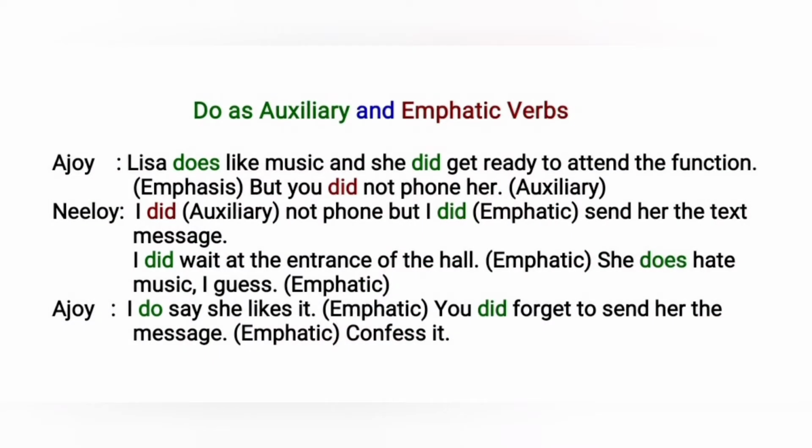Here is a conversation between two brothers, Ajay and Niloy, about their cousin Lisa. Ajay: Lisa does like music and she did get ready to attend the function. But you did not phone her. Niloy: I did not phone, but I did send her the text message. I did wait at the entrance of the hall. She does hate music, I guess. Ajay: I do say she likes it. You did forget to send her the message. Confess it.